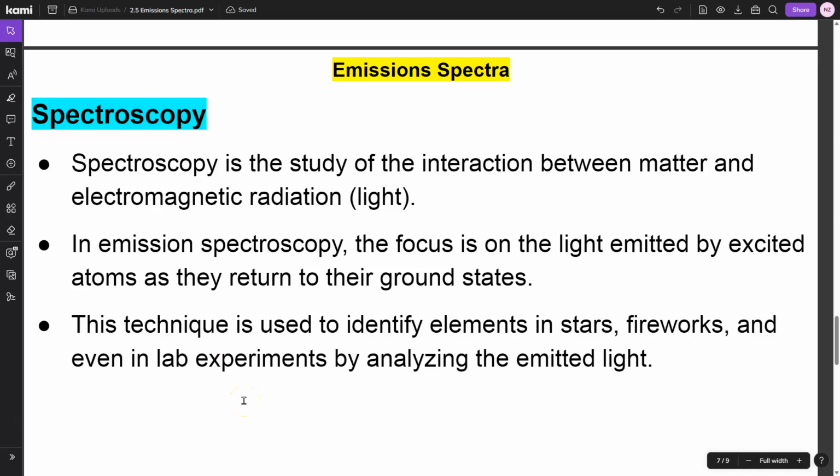Spectroscopy is the study of the interaction between matter and electromagnetic radiation, which we refer to as light for what we're talking about here. In emission spectroscopy, the focus is on the light emitted by the excited atoms as they return to their ground states. This technique is used to identify elements in stars, fireworks, and even lab experiments by analyzing the emitted light.